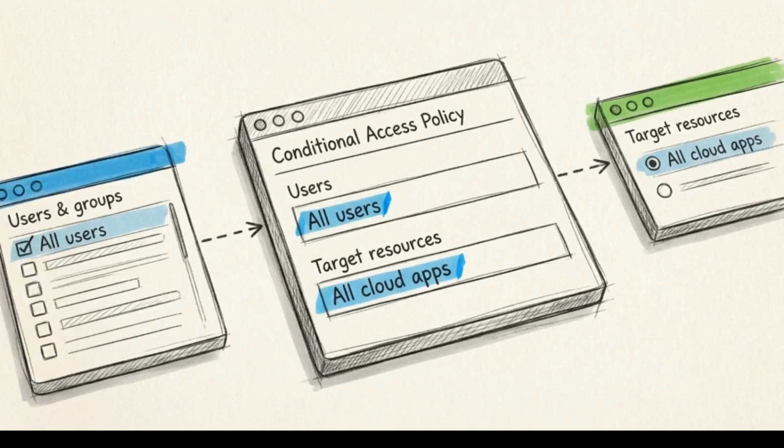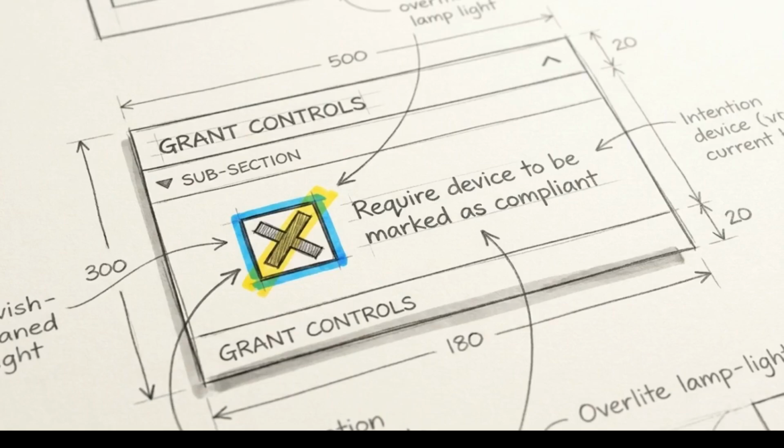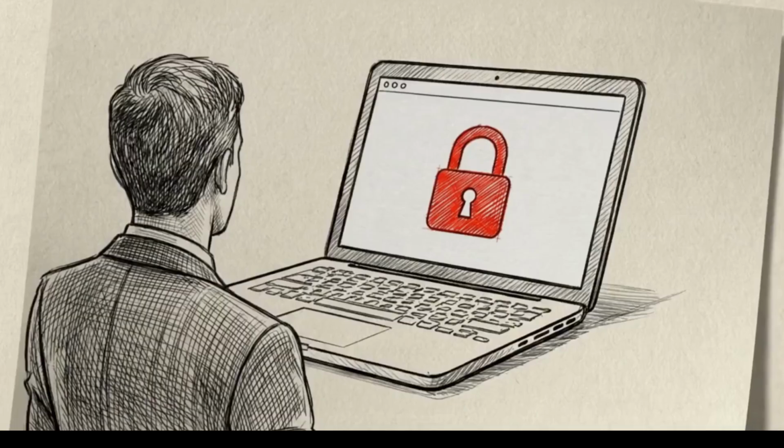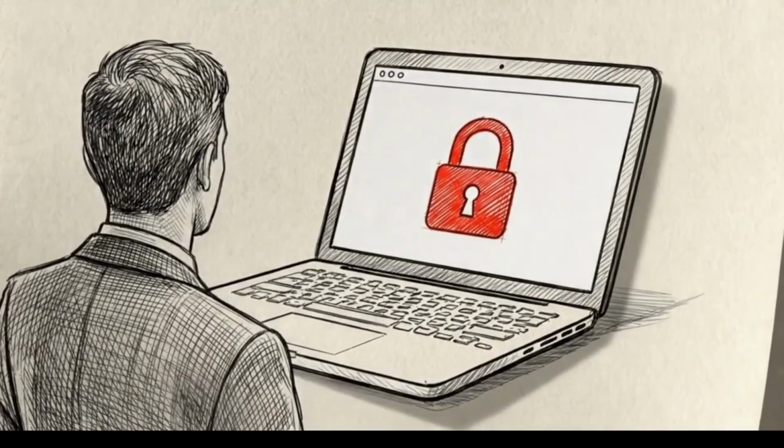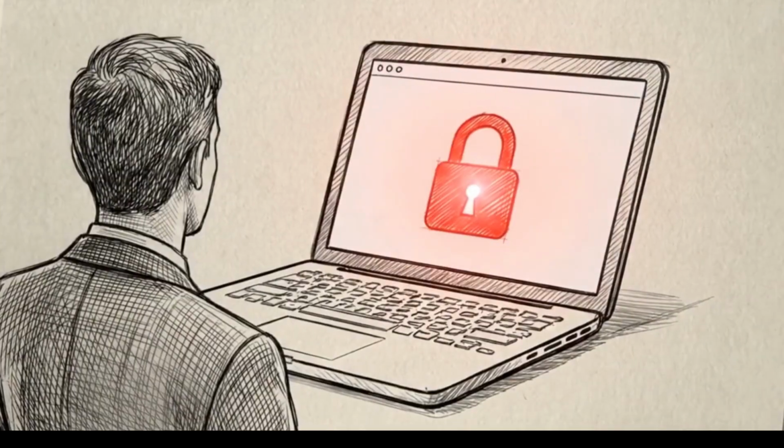We configure a new policy targeting all users across all cloud applications, and under the grant controls, we select Require Device to be marked as compliant. The underlying logic is simple. If a device fails the compliance check, it hits a physical wall and is segregated from company data.